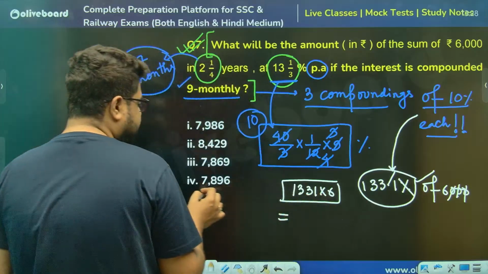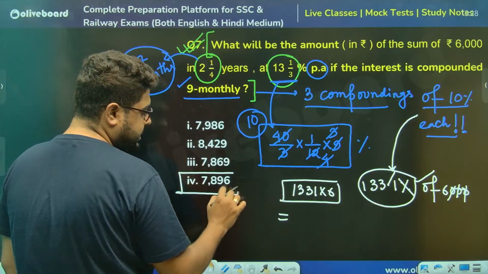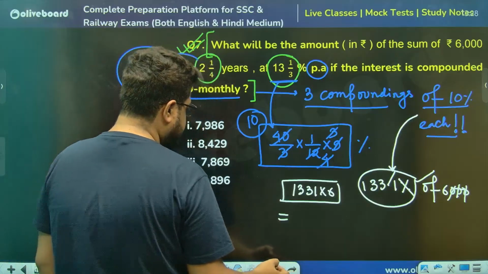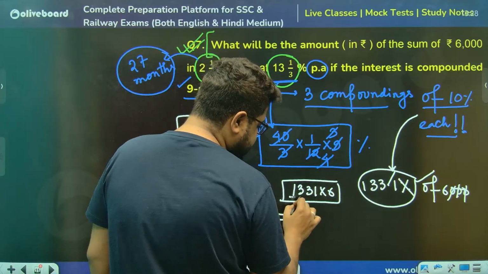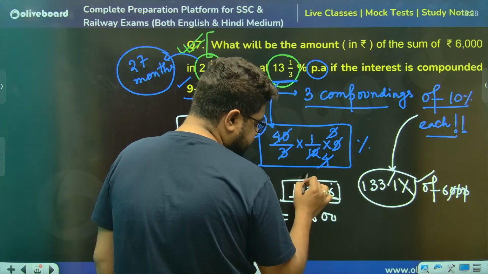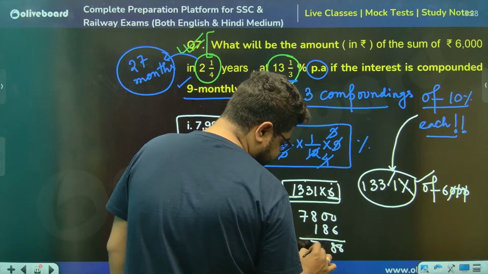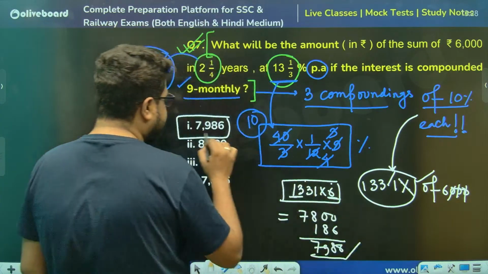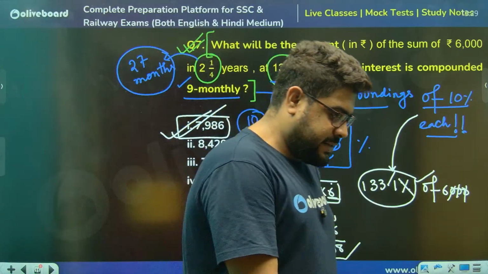If you want to calculate, 13 times 6 are 78, and 6 into this is 186. So 7986, option number 1 is the correct answer. Perfect, sir.